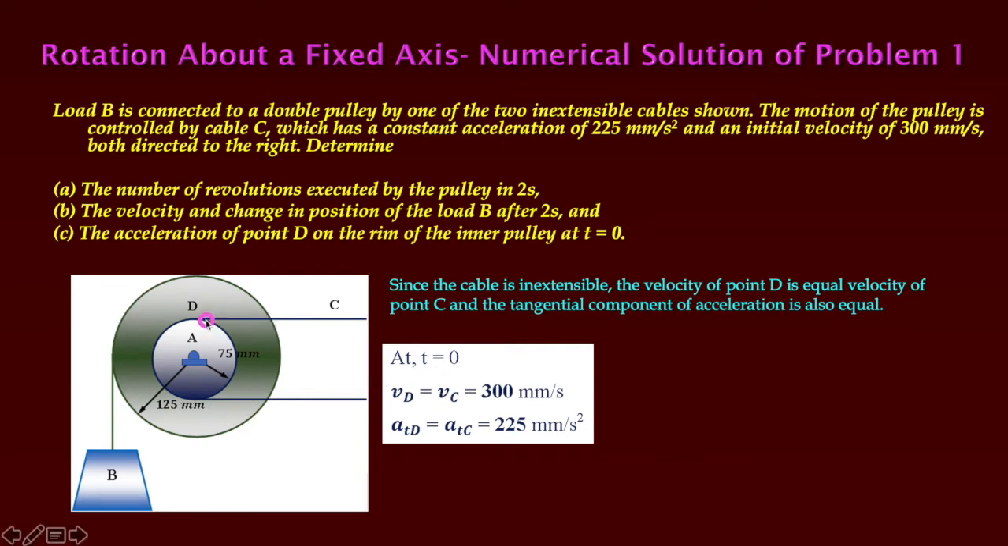And the tangential component of acceleration is given here. This acceleration and this acceleration are in the same cable. So the tangential component of acceleration for this point and for this point is the same, and that's why ATD equals ATC, 225 millimeter per second square, as is given here.